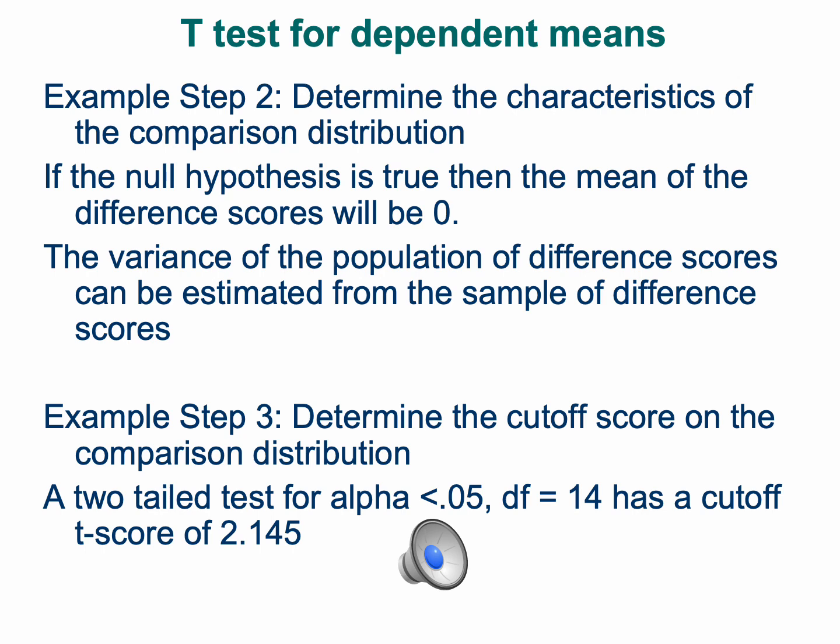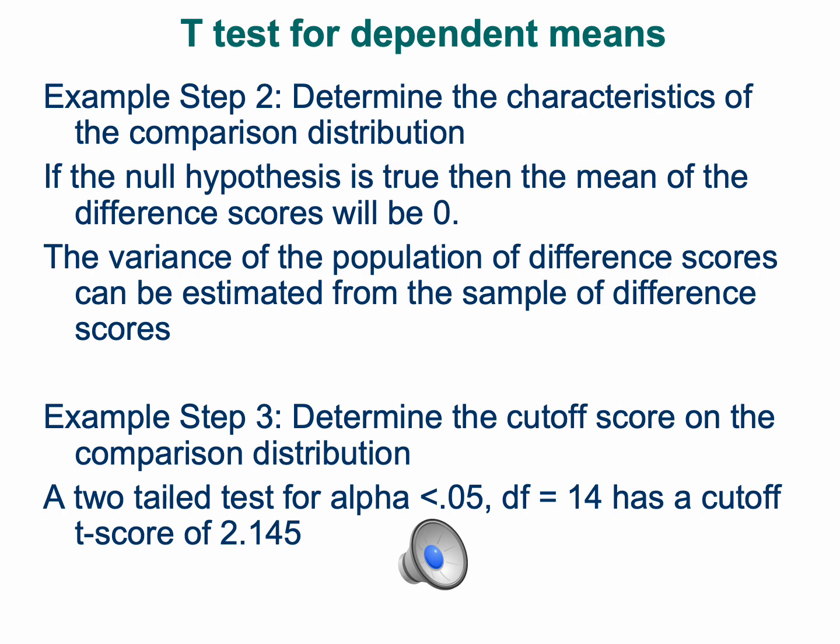Secondly, the variance of the population of difference scores can be estimated from the sample of difference scores. Just like we did before when we did the single sample t-test, we have our single sample, which is a sample of difference scores. Okay, step 3. Determine the cutoff score in the comparison distribution. Well, for a two-tailed test with alpha of 0.05 and degrees of freedom of 14, it has a cutoff t-score of 2.145.